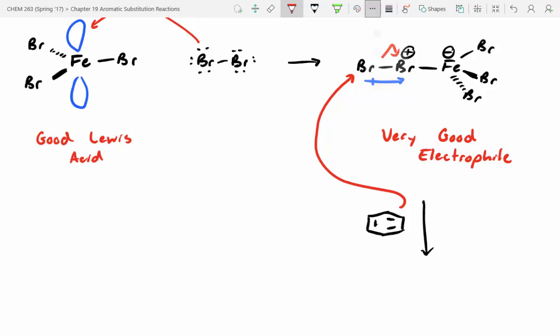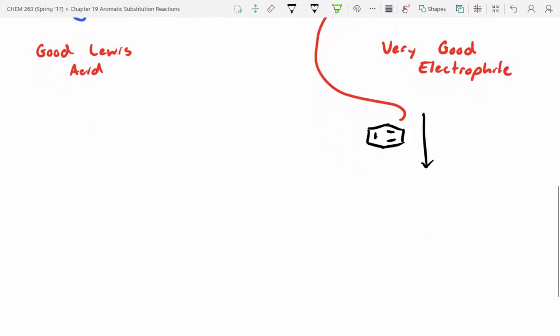All right, so now that we've got this, our nucleophile is going to attack our electrophile, kick off our leaving group. And our leaving group, I'm just going to call this FeBr4. And in this case, our iron still has that negative charge on it, right?